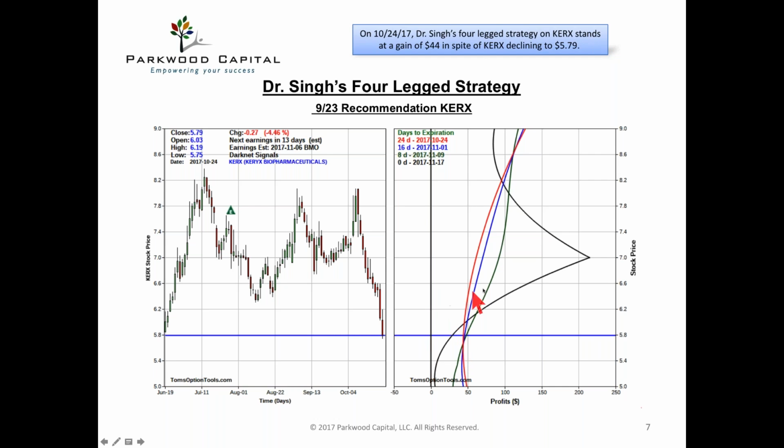And if it bounces and goes much higher, it wouldn't have to go too much higher, we could make a lot more money. Now, I'm not sure. We still have about 3 weeks to go before November expiration, so I'm not sure where Dr. Singh's going to call this. But he could close it here in the next couple of days for a small gain, or he could allow those November options to continue to decline in value, and that would probably increase the profitability of this position.